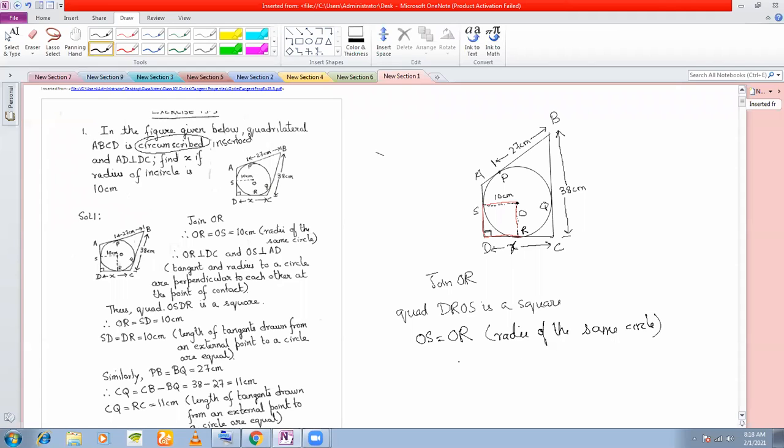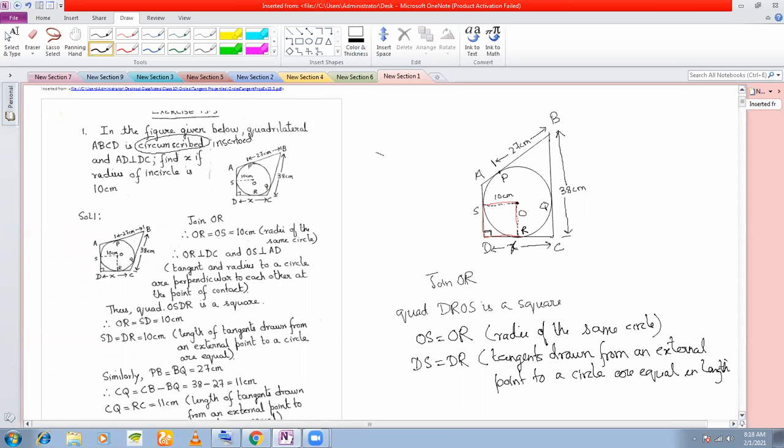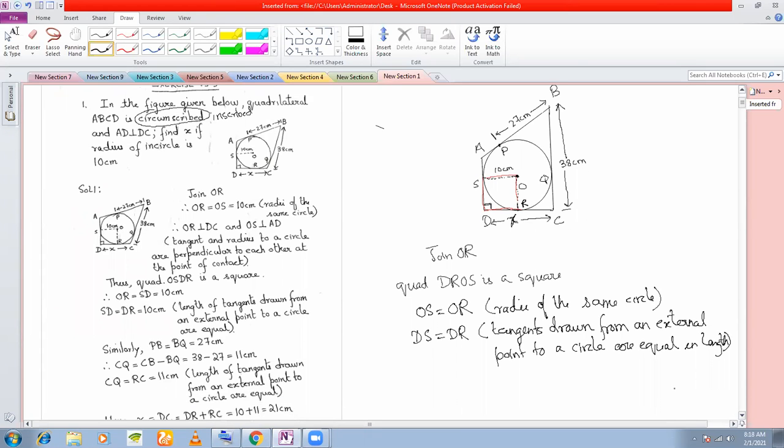Right? And DS is equal to DR because tangents drawn from an external point to a circle are equal in length, or simply equal. Okay. So we have shown that adjacent sides are equal.